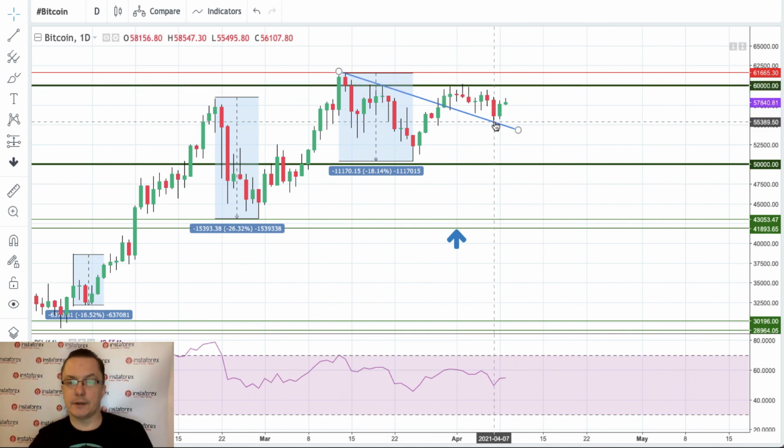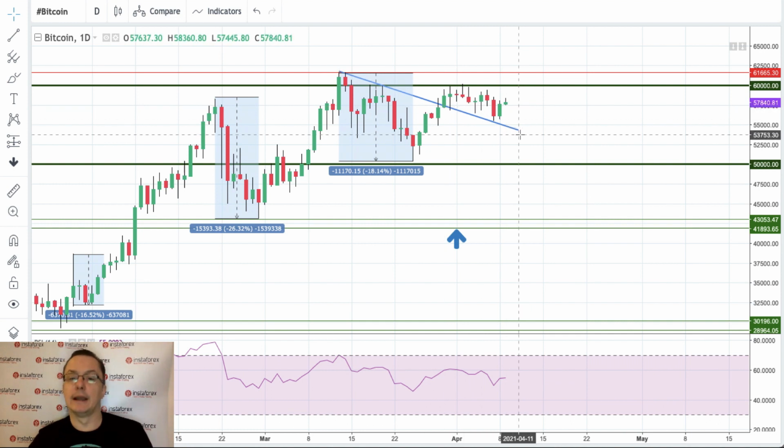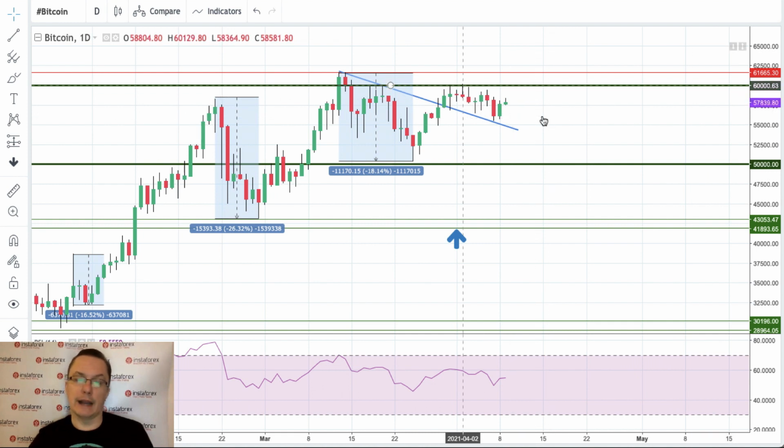And then, of course, the recent test of this blue trend line was correct. I mean, the price bounced a little, but if we will not break above 60,000 and attempt to break above the high, then of course the market will reverse. And if the bears break again below this short-term trend line, then of course we will attack $50,000 very, very soon. So an interesting technical setup to keep an eye on.